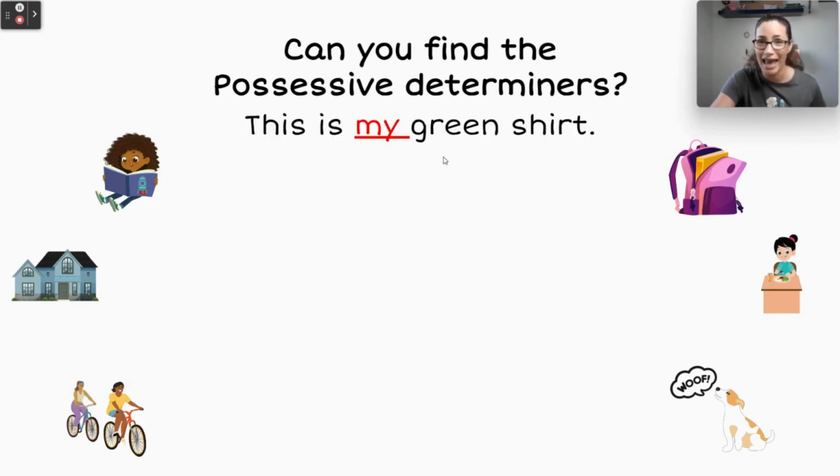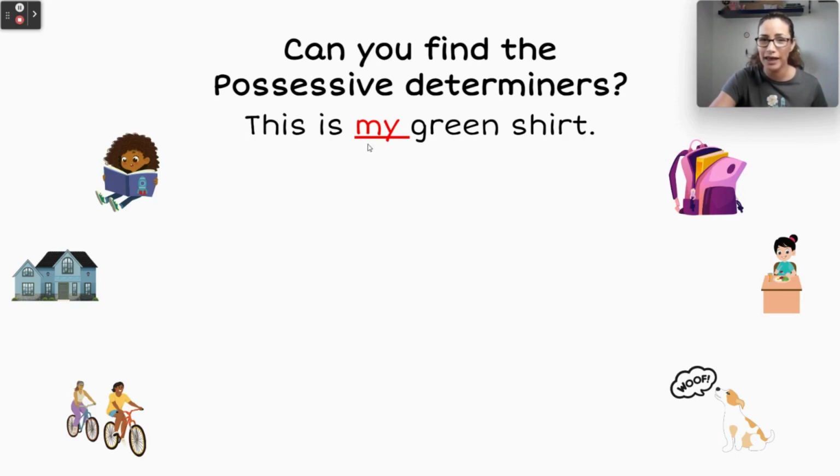Okay, and this is an example, okay? This is my green shirt. I do not have a green shirt on today. I have a gray shirt today with green plants. So this is my green shirt.